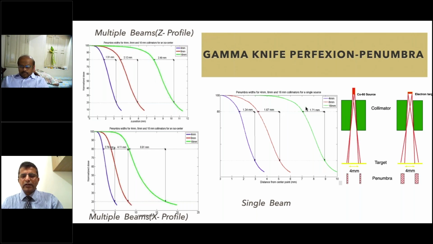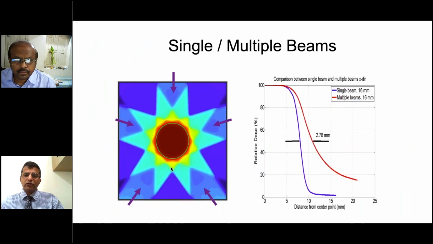There is also a significant difference between a single beam and multiple beams because of the cross firing of the beams. But the point to be stressed here is that in the z-axis, it has a better penumbra. It's a lower penumbra compared to the X profile. So this is the single and multiple beams comparison.